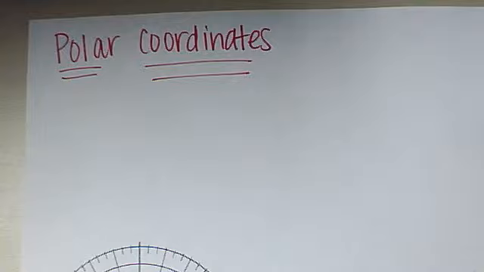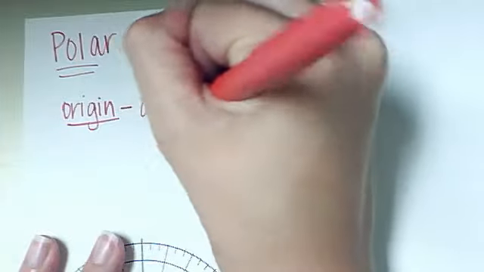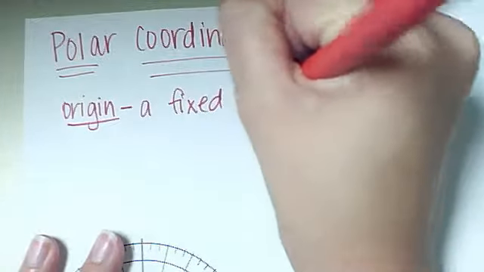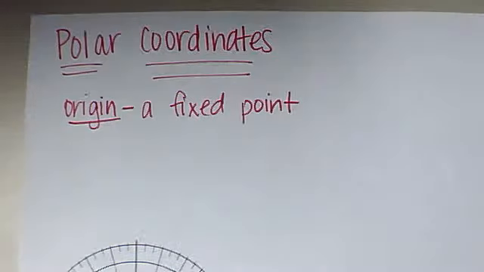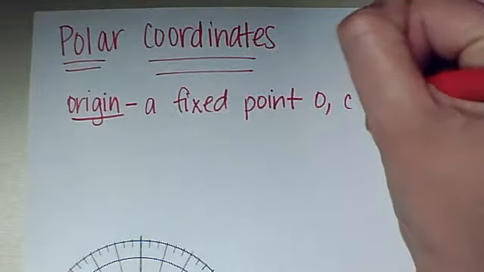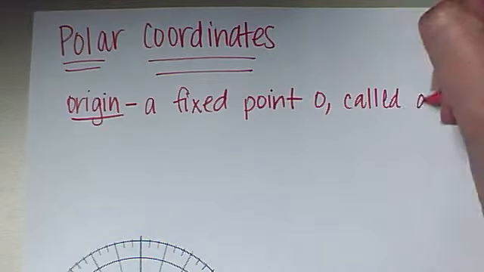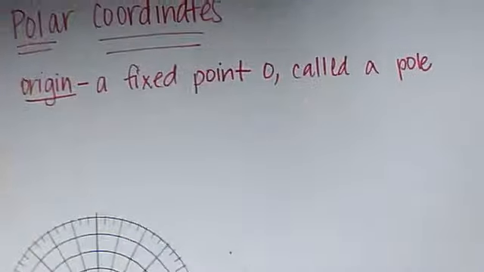It kind of relates to taking things off of an x and y grid and more to a circular field. This is used for things like direction, particularly in flight, where you might have seen something like this, or if you're talking about ship direction and some different things like that. Let's start by defining the origin as a fixed point. So instead of thinking of the origin as 0, 0, it's a fixed point 0, and it's called a pole. Okay, so that's called your pole.